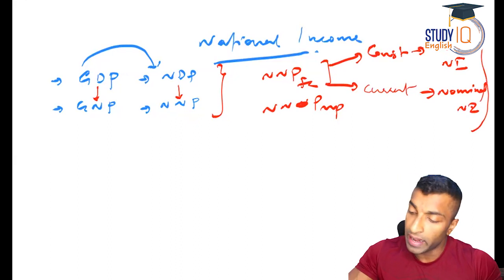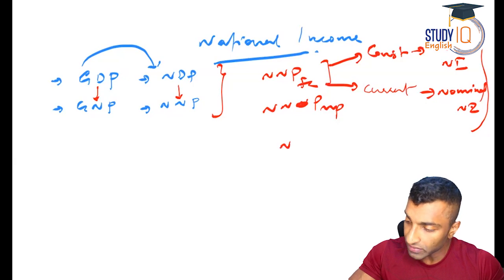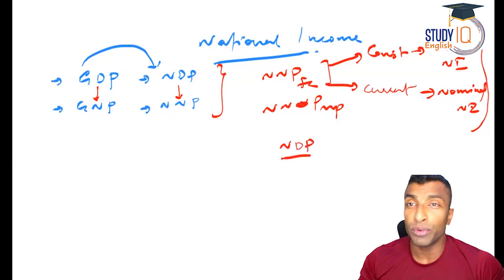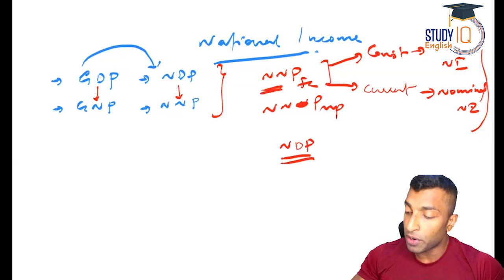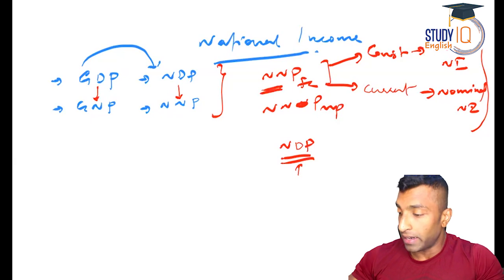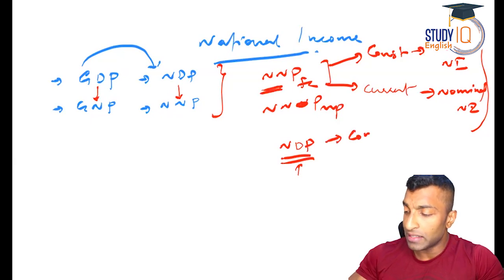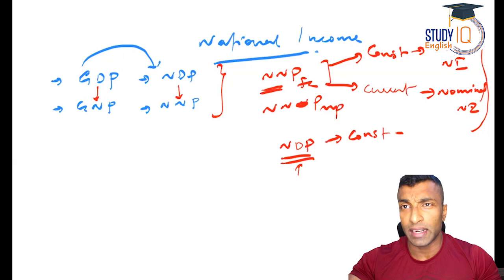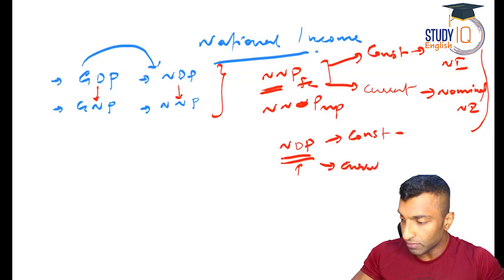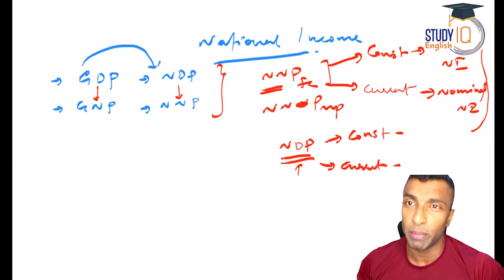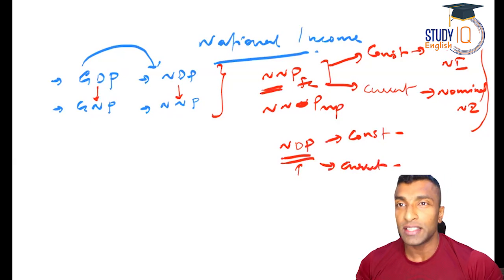Again, if you talk about NDP, this will give you the domestic income, net domestic product. Net national product will give you the national income. Net domestic product will give you the domestic income. Again, you can take it at constant price. If you take it at constant price, you'll get the real domestic income. If you take it at the current price, you'll get the nominal domestic income. So these are the concepts we are going to discuss in this particular session.